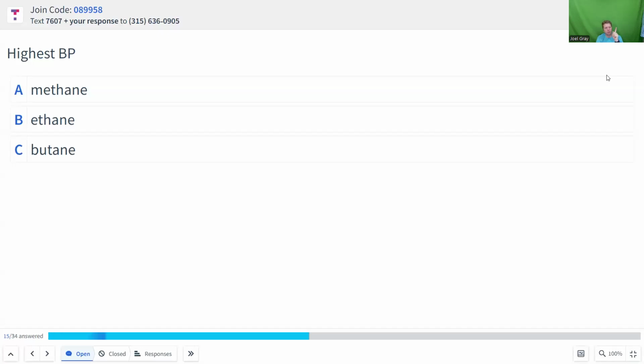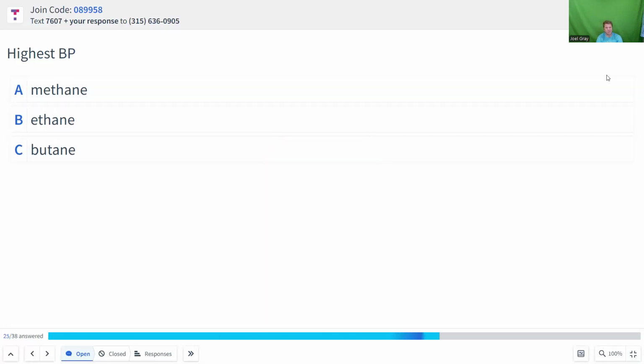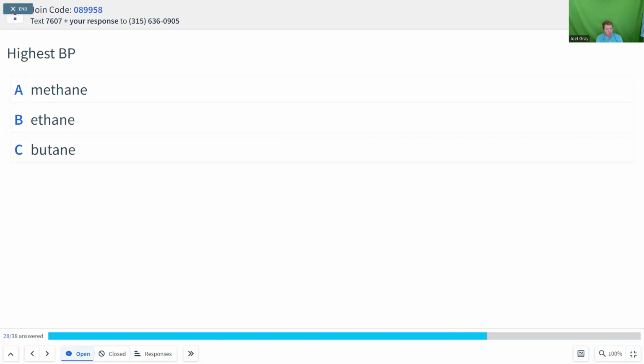Methane has 1 carbon, ethane has 2 carbons, butane has 3 carbons. So it follows that trend of A, B, C. Which one of them will have the highest boiling point? Essentially, it's almost a question of which one of these is the largest. I'll add 15 more seconds just to get as many answers as possible to the Top Hat.